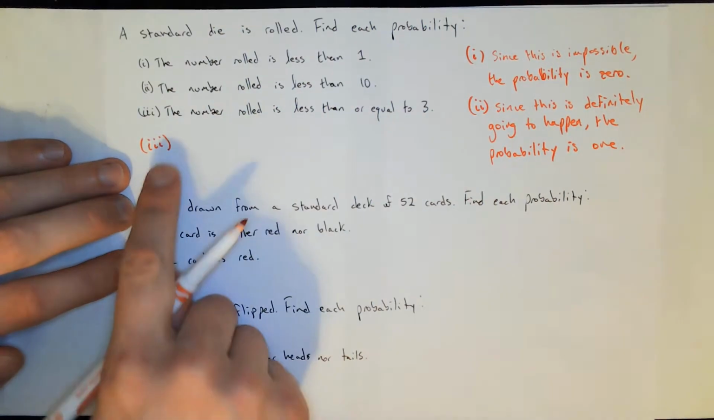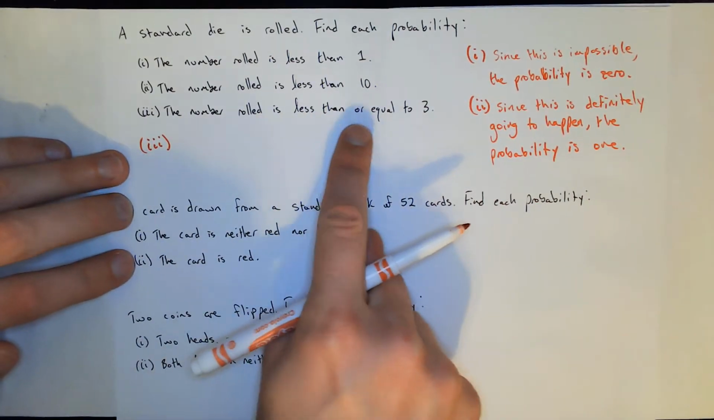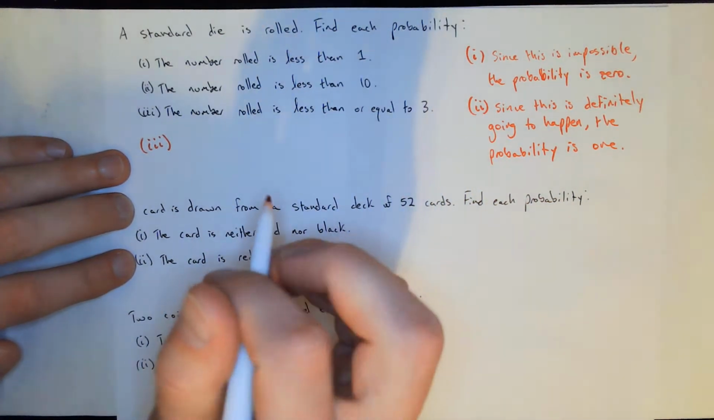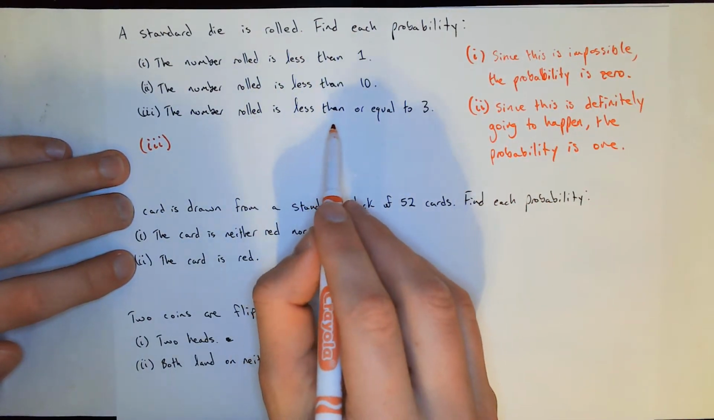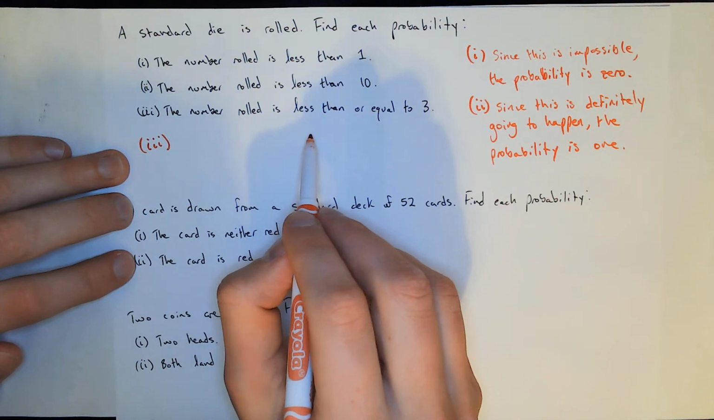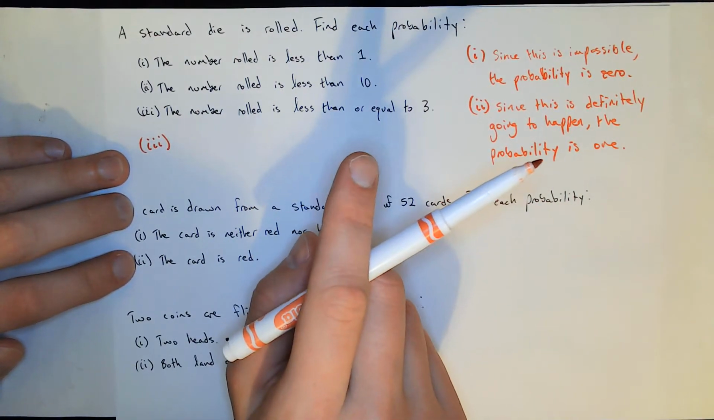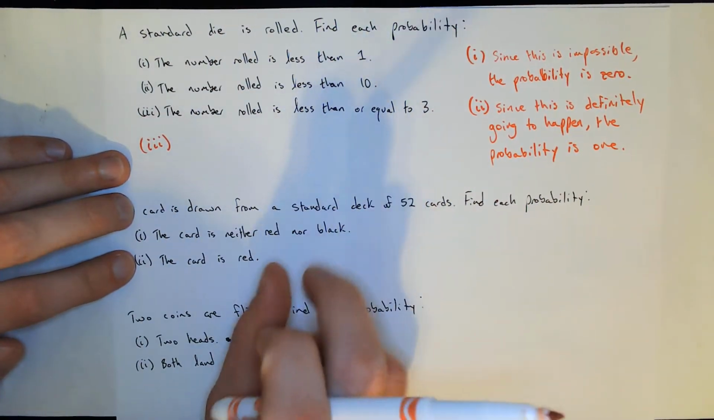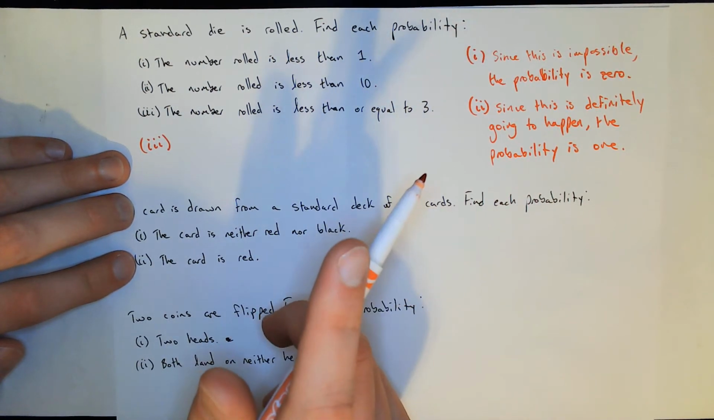So here's number 3, I'll write over here. The number rolled is less than or equal to 3. So that's interesting. Finally, an interesting one. The number rolled is less than or equal to 3. So what numbers are less than or equal to 3? 3, 2, and 1. At least in rolling a die, right? The 3 numbers that are less than or equal to 3 are going to be 3, 2, or 1.